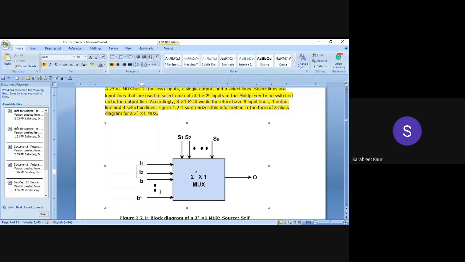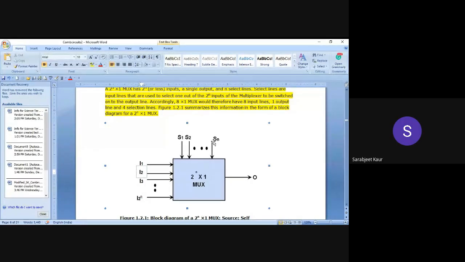If I had 4 input lines, then how many bits? Two, because I could have called this one 0 0, this one 0 1, 1 0, and 1 1, and so on and so forth, right?